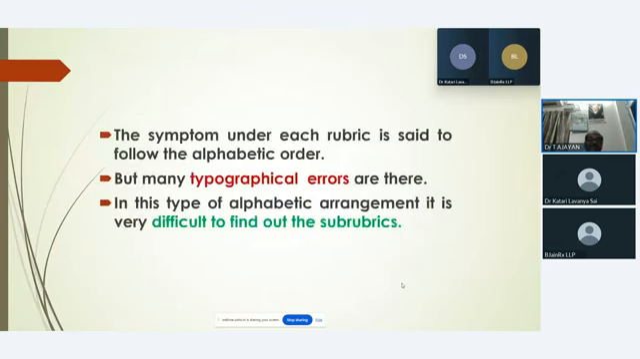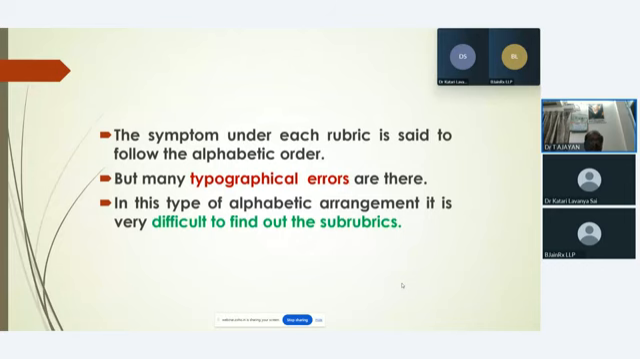Then the symptoms under each rubric are said to follow alphabetical order, but many typographic errors are also there. With this type of alphabetic arrangement, it is very difficult to find the sub-rubric. Then one more thing, the last point I would like to highlight: almost all sub-rubrics start not with a particular word, but sentence-wise.